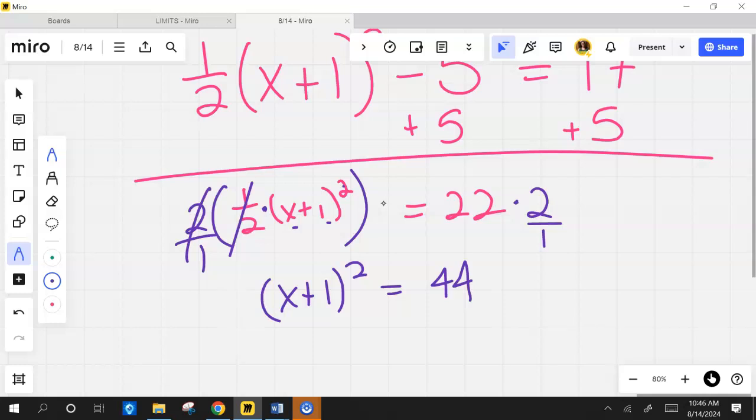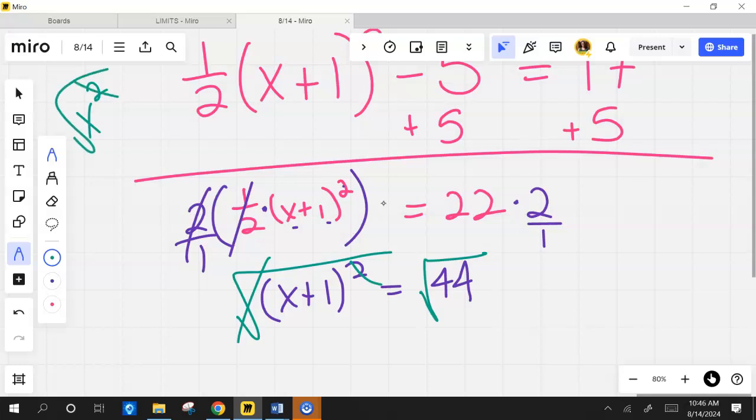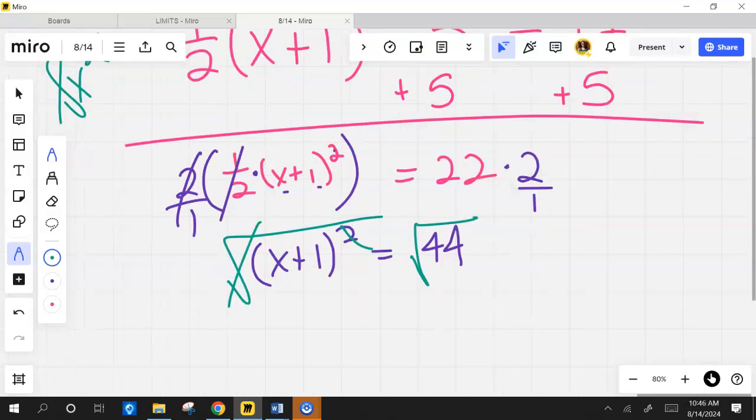Okay, what do I do now? Excellent. No, that doesn't make sense. How do I get rid of an exponent of 2? No, you didn't. The square root, if you ever have the square root cancels it out. All right, what do I have? I've got x plus 1.